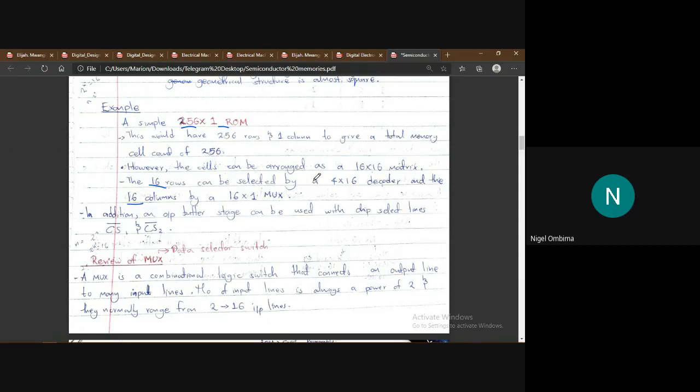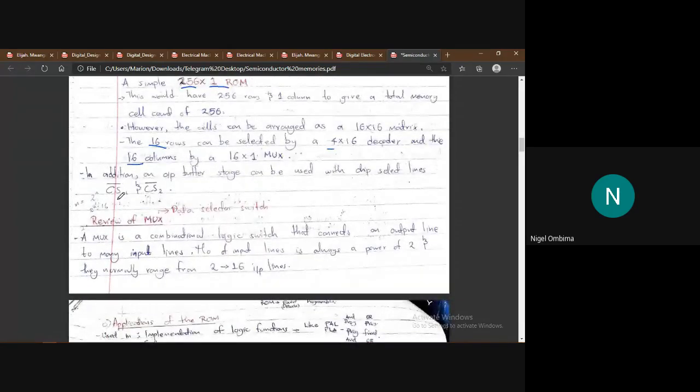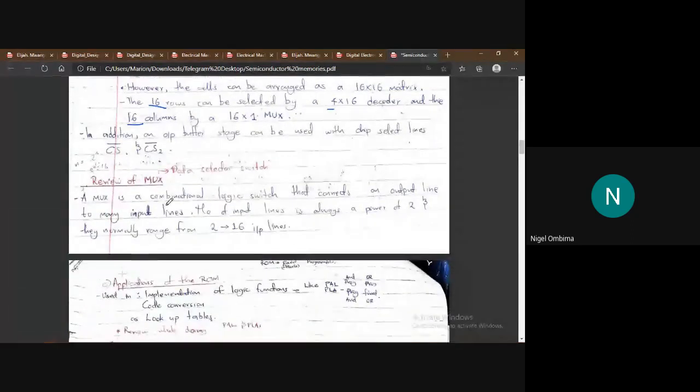The 16 rows would be selected by a 4 by 16 decoder because the outputs will be 16, and the columns will be selected by a multiplexer. The output data is always equal to the number of multiplexers you use. In addition, the output buffer stage can be used for chip select lines, CS1 and CS2.